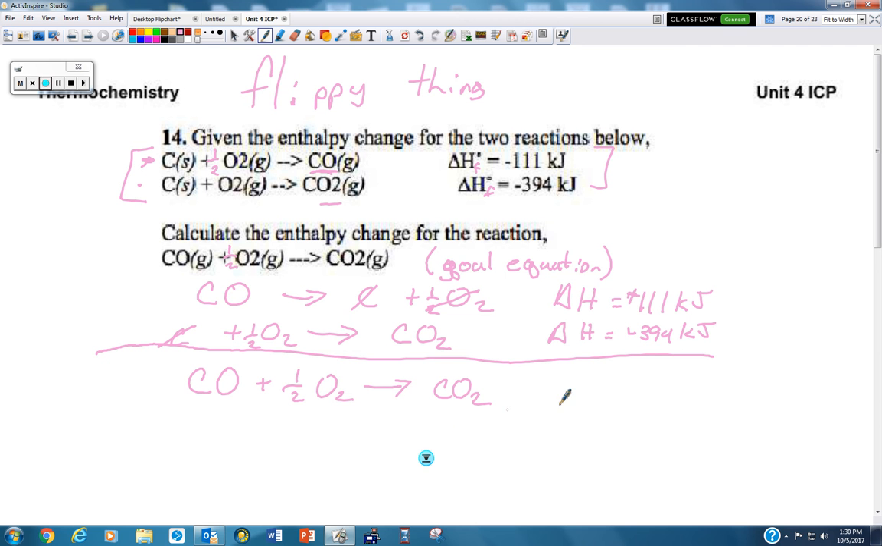All right. Since it matches, all we have to do now is total up our numbers here. So a positive 111 plus negative 394 gives us our delta H for the reaction. What is it?